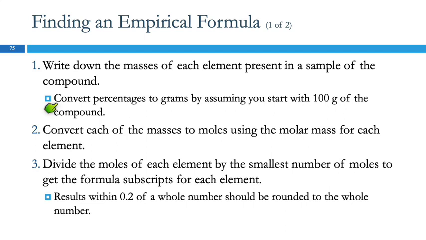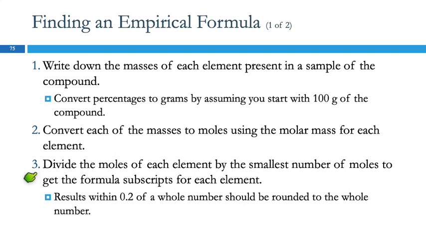If you're given a percentage, then you can just say, well, let's pretend I had 100 grams, and then the mass is the same as the percentage. That makes it easier, because the percent composition doesn't change depending on how much stuff you have. Then we're going to convert the masses to moles using the molar mass of the element. And then we need to find the smallest whole number ratio.